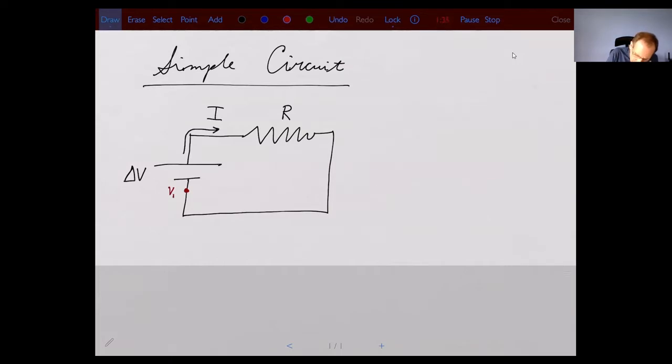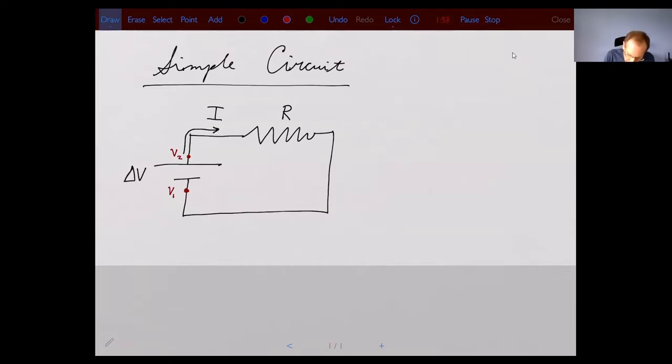And then on the other side, it could be 0, it doesn't matter, you can call it some value. And then this side has a potential V2. So in other words, let's say it's a 1.5 volt battery, right? Then if V1 is 0, then V2 would be 1.5, right? So that potential difference is equal to 1.5.